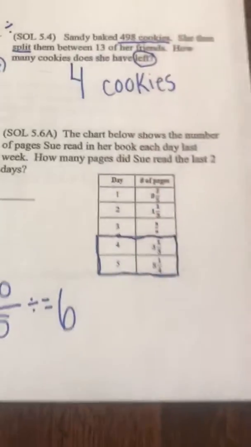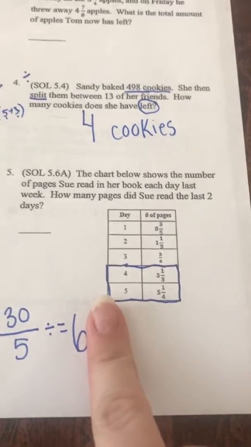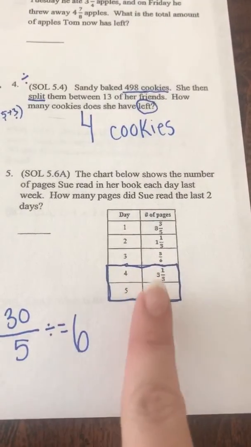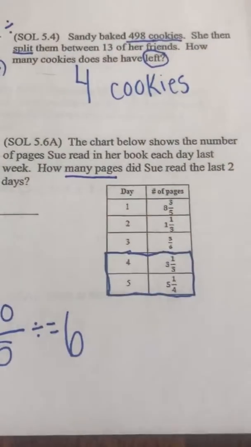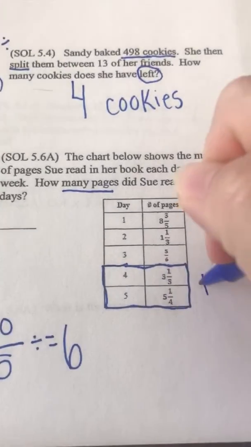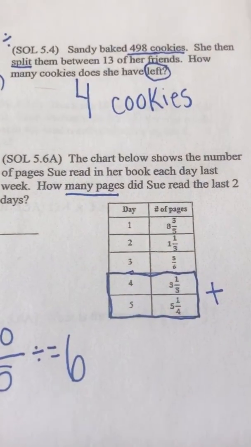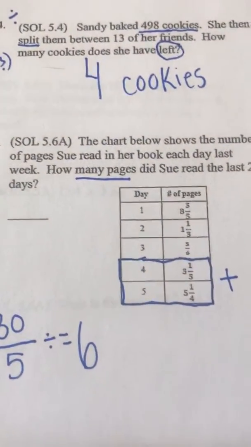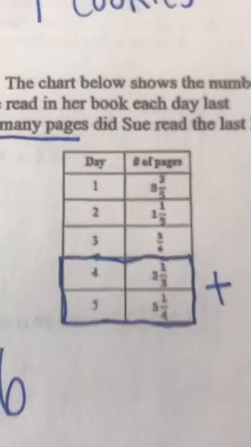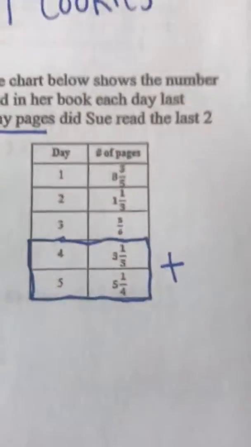Okay. Do you see what Miss Conley did? I'm focusing in on the last 2 days, day 4 and day 5. It says, how many pages did she read in those last 2 days? So it looks like I need to combine or add the 2 days that she read at the end of her reading. So day 4 and day 5. So if you look closely, it has 3 1/3 is what I'm saying, and 5 1/4.